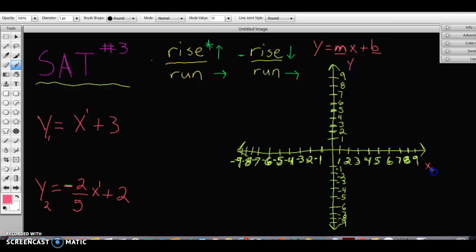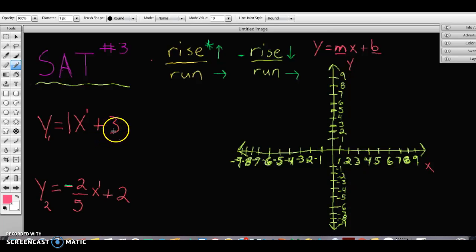Okay, so let's first start off with y1. We have the linear equation y1 equals x plus 3. And so we want to establish what our slope is and what our y-intercept is. Okay, so our slope here is going to be 1. Whenever you have a variable and there's no number next to it, there is a 1 there. And our y-intercept is going to be 3.